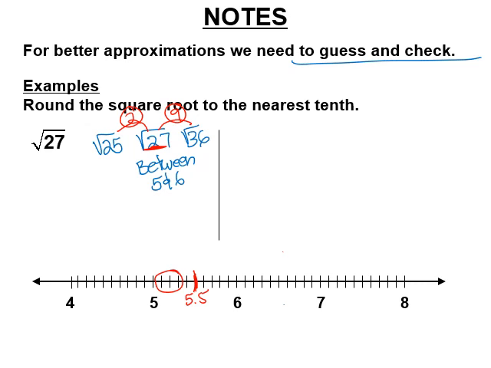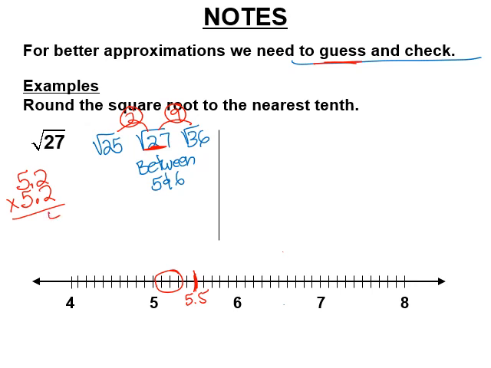This is the guess and check method. We're going to guess it's 5.2, right? Square root of 26, we'd definitely be guessing 5.1, because it's a little bit more than 5. But since it's 27, let's try 5.2. It could be 5.1 or 5.3. There's no exact way to know.